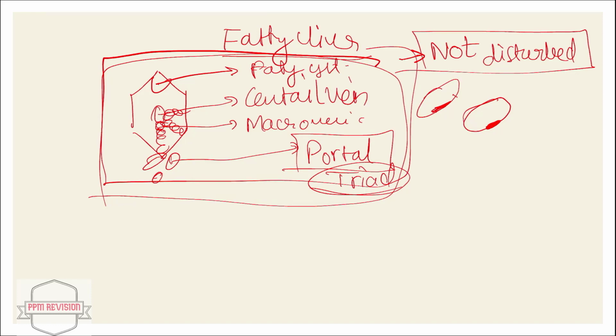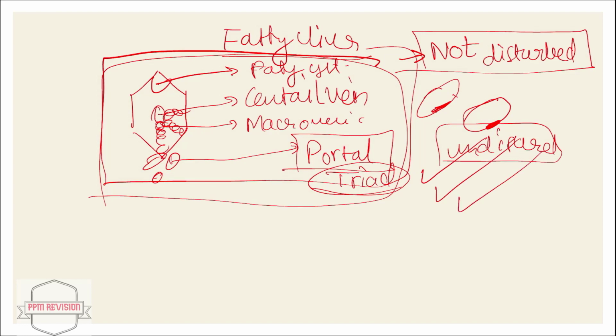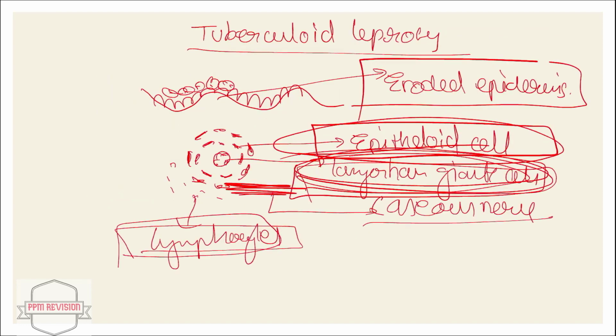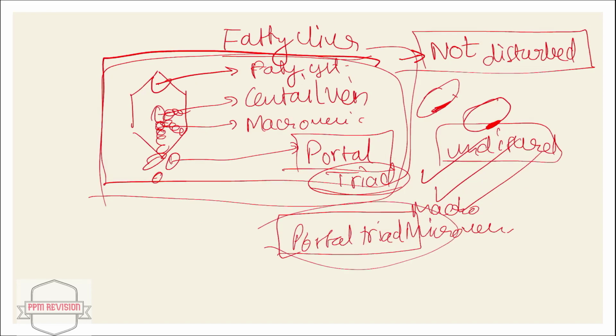The liver architecture is not disturbed. And there's presence of the fat cyst. There's presence of macrovesicle, microvesicle. Macro can be present, microvesicle is present, and there's presence of portal triad. Portal triad is nothing but the artery, vein, and the bile duct that is present. Now this is done. Great.